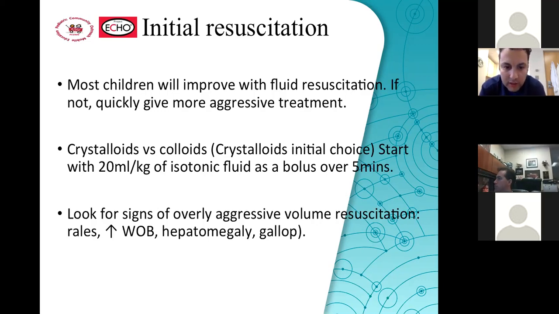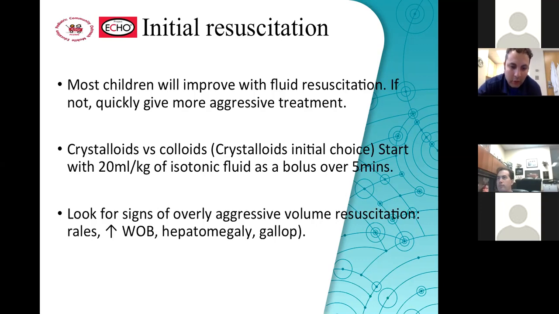We like you guys to always check, as you usually do already, for increased work of breathing, enlarged liver, rales on the lung exam, or increased oxygen requirement, because this is a sign that maybe your pediatric patient doesn't need the 60 ml. You may get this child on a vasopressor quicker if you start having a struggle with the lung.